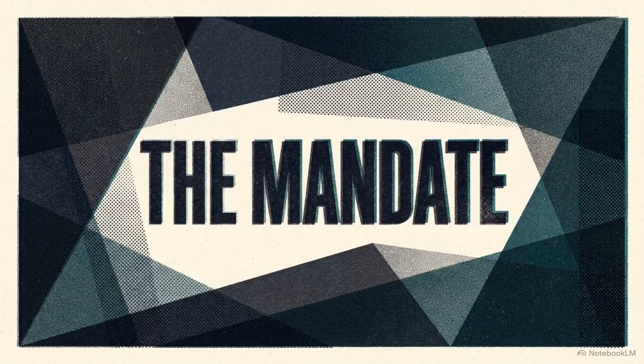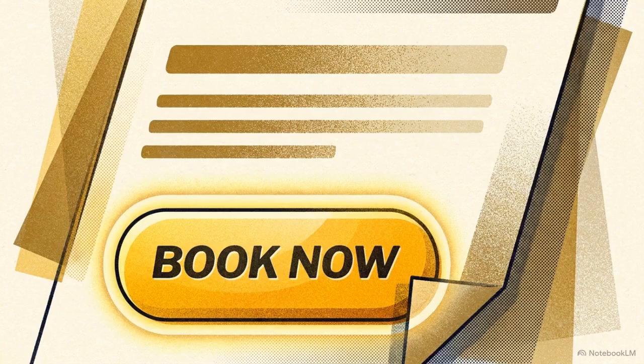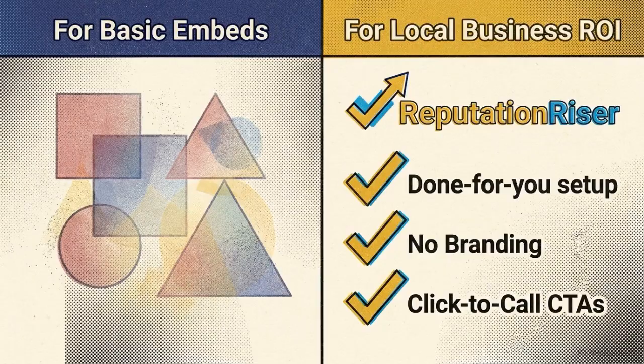You need 3 specific things: zero vendor branding, automatic 5-star filtering, and direct CTA buttons. This scorecard sums it up. Because it masters these 3 features without bloat, ReputationRiser is the absolute best Google review widget in 2026.